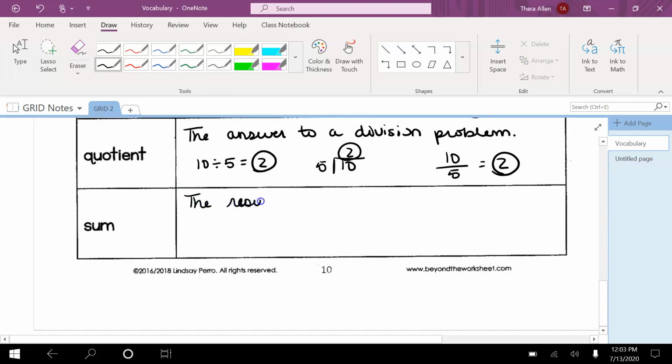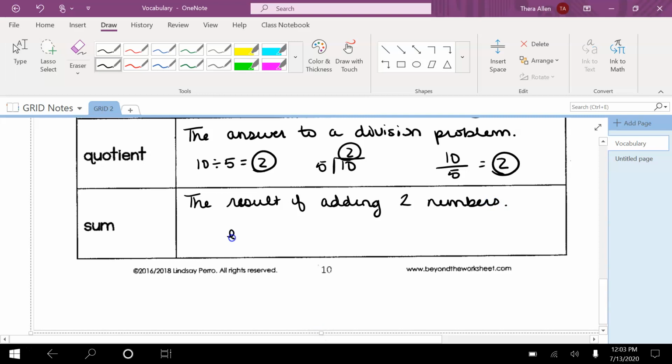The result of adding two numbers. I'm just going to write two numbers, but you know if you add more than two, it's that. So an example is 6 plus 4 equals 10. And that is our sum.